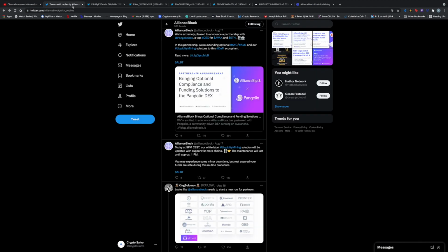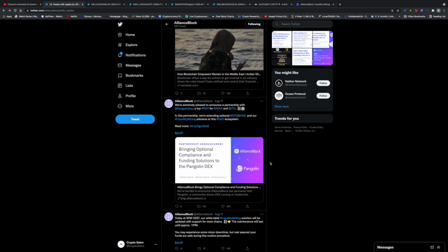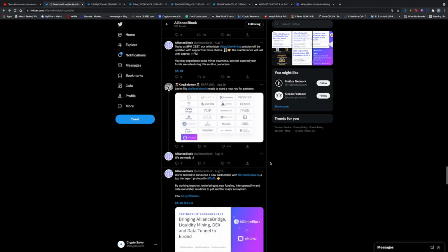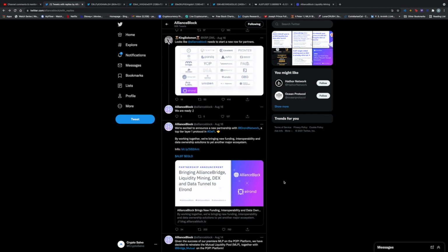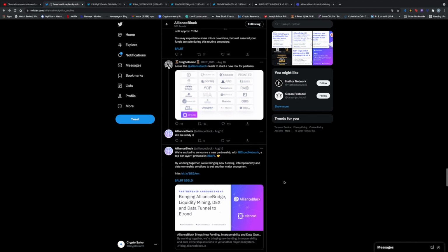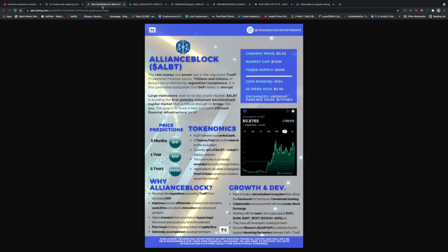That's right. So firstly, there are new partnerships for Alliance Block protocol, where Alliance Block is partnering with Pangolin, and they have also partnered with Eldron. And so there are new partners coming up, they're racking in new partners. We see here Alliance Block x Eldron. And I see how Alliance Block's ecosystem is continuously growing. We'll be seeing that in the coming days, in the coming months, and we can see that reflect on the price and value of the token itself.